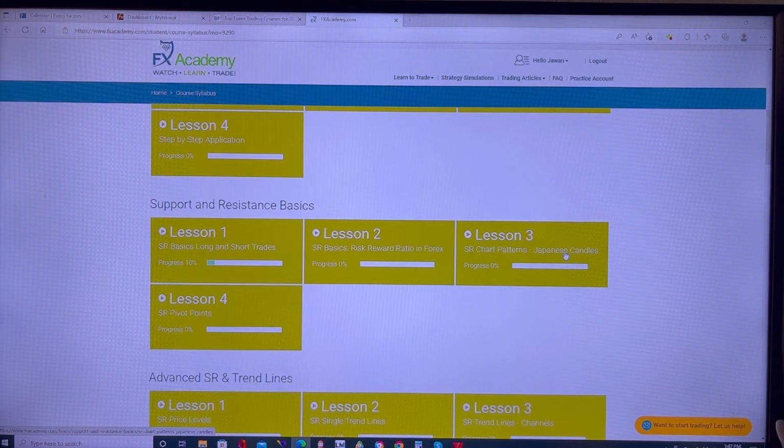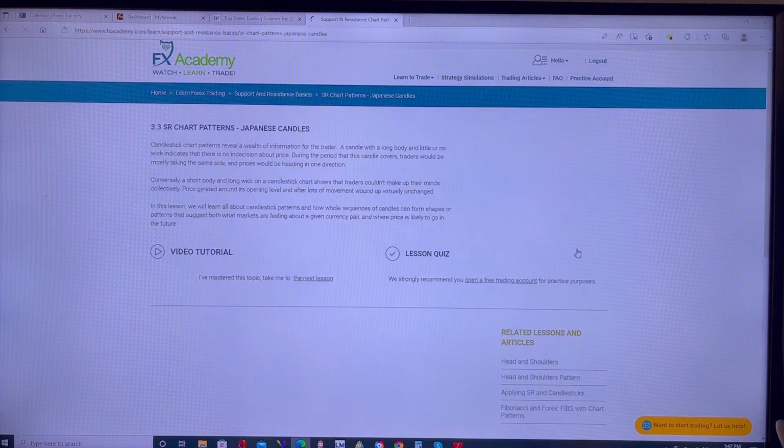So this will be the third video for this training session, and it is support and resistance chart patterns on the Japanese candles. This one should be a very, very interesting one and a good one. Please pay attention. So we're going to go ahead and open up this module here.